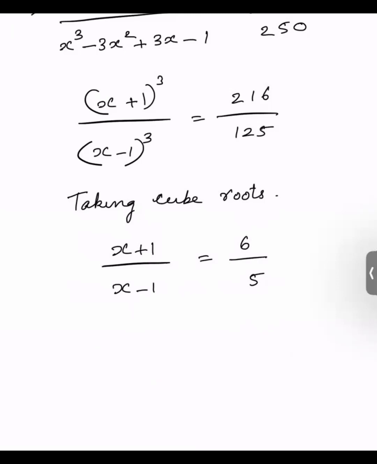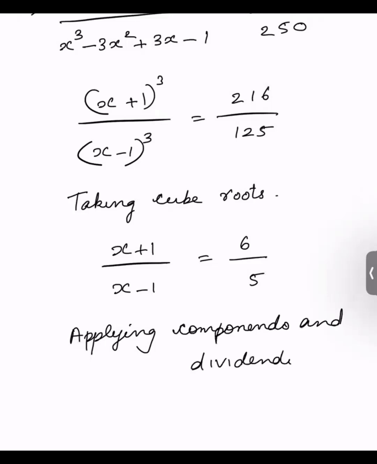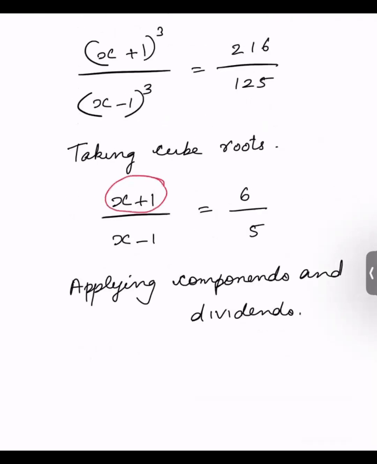So what do you have to do again? Same thing, applying componendo and dividendo. Applying componendo and dividendo, what do you get? This is my A, this is my B, this is my C, this is my D. So A, B, C, and D. And what does our rule say? A plus B divided by A minus B equal to C plus D divided by C minus D.